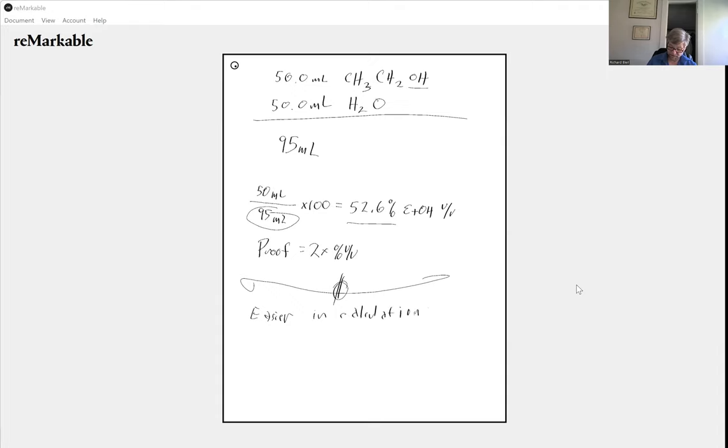the chemist's favorite concentration unit is molarity. Sometimes given this symbol capital M with a line underneath it. A lot of times people don't bother with the line, so it's just capital M. Molarity is moles of solute per liter of solution. Moles of solute per liter of solution.